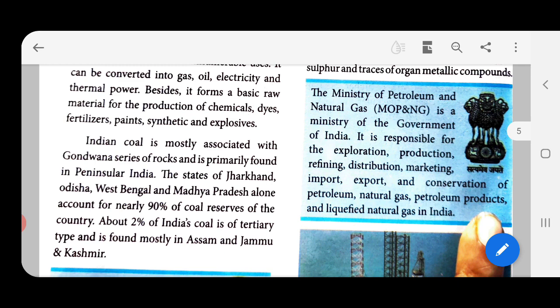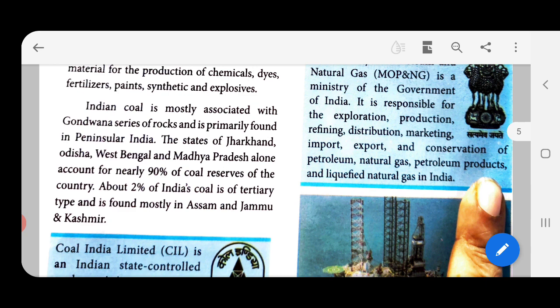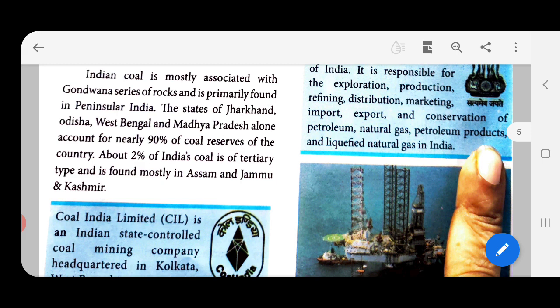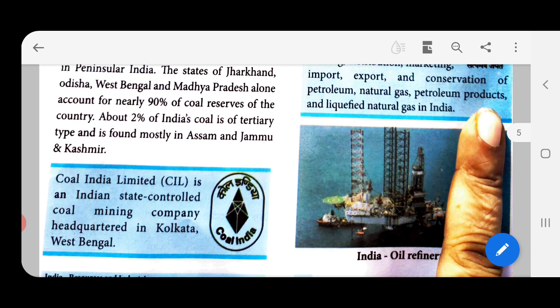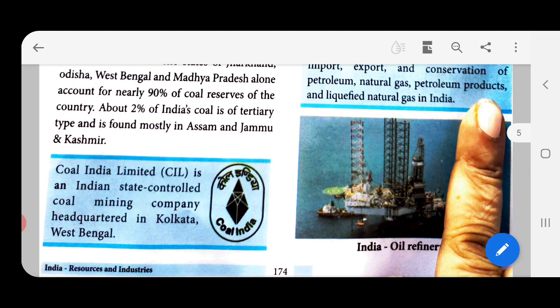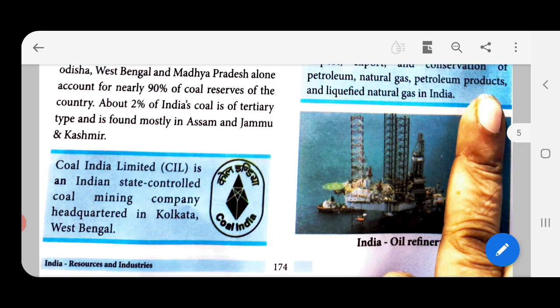Indian coal is mostly associated with the Gondwana series of rocks. This is a kind of rock and it is primarily found in peninsular India. The states of Jharkhand, Odisha, West Bengal and Madhya Pradesh alone account for nearly 90% of coal reserves of the country. So, these states that we have learnt here give us around 90% of the coal that India needs. About 2% of India's coal is of tertiary type and is found mostly in Assam and Jammu and Kashmir.